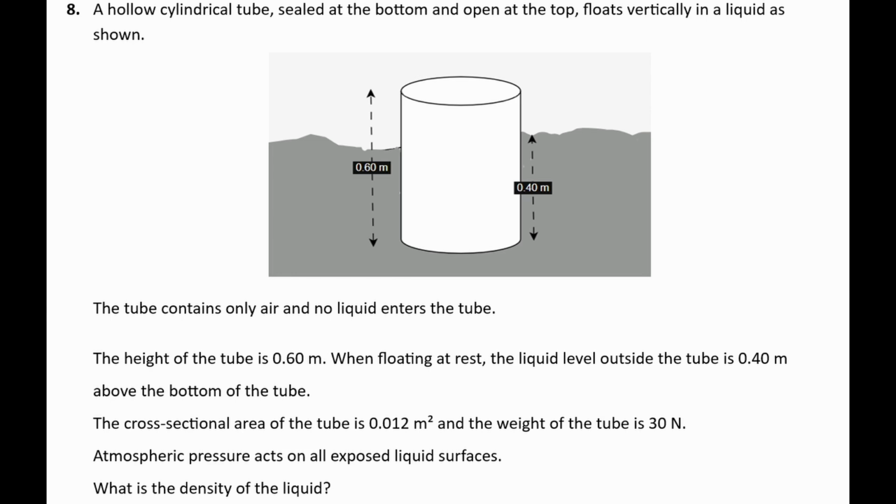The cross-sectional area of the tube is 0.012 square meters, and the weight of the tube is 30 newtons. Atmospheric pressure acts on all exposed liquid surfaces. What is the density of the liquid?